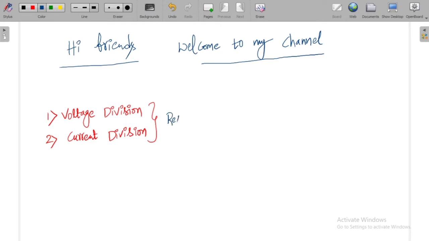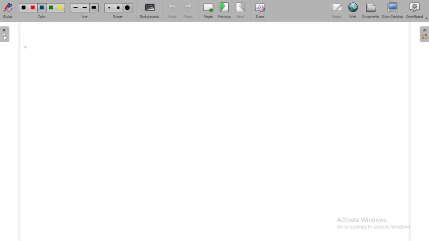So basically we'll understand this voltage division and current division for resistive circuits. So the circuits which are made with the resistors, these are called as resistive circuits. Now let us see one by one. First we'll start with voltage division concept.